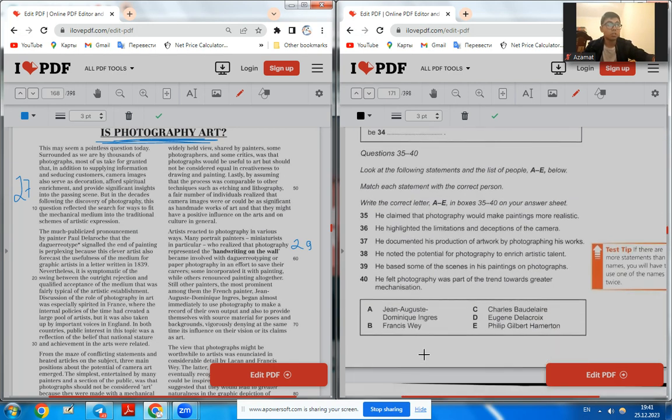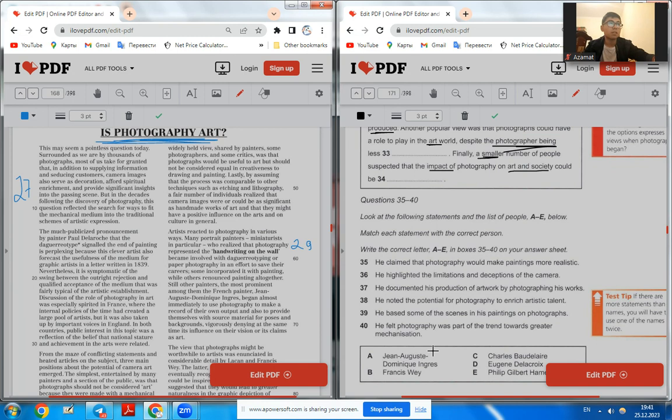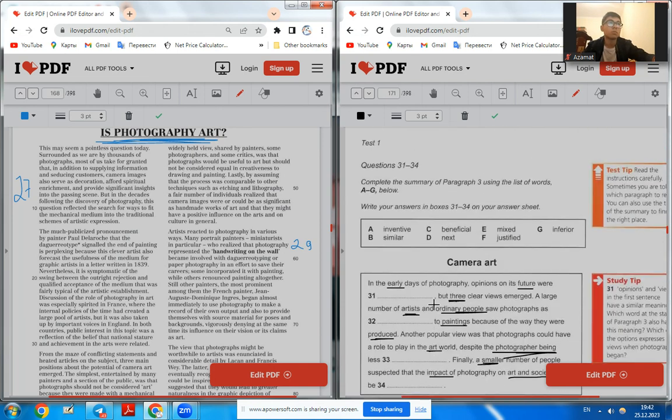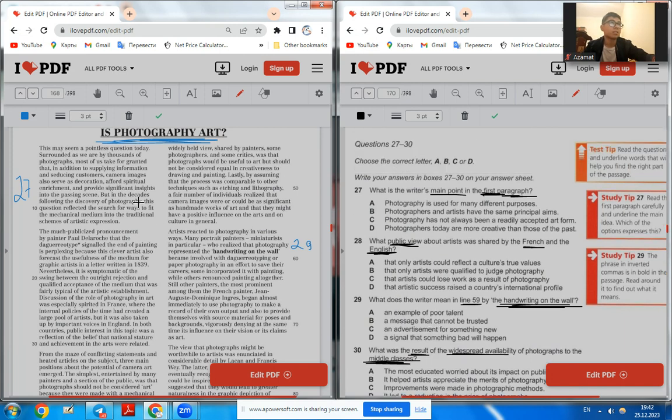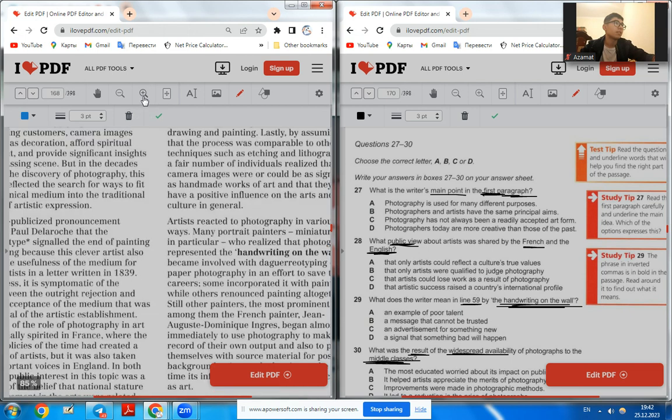And the last question type is matching names. Here we have 5 researchers. Whenever I see any of these, after reading what they mentioned, I'm going to go to these questions. So let's start reading the passage. I'm going to zoom in a little bit.